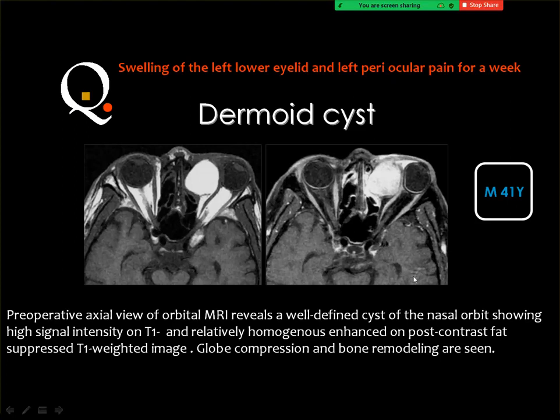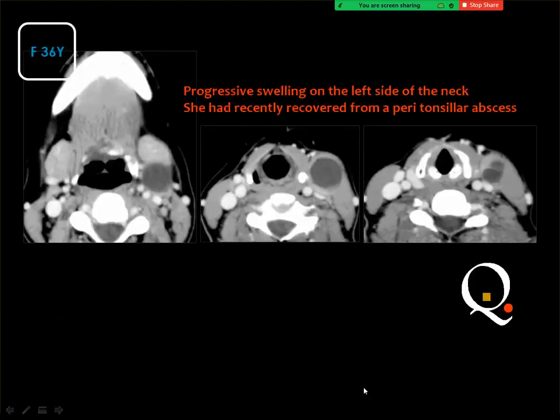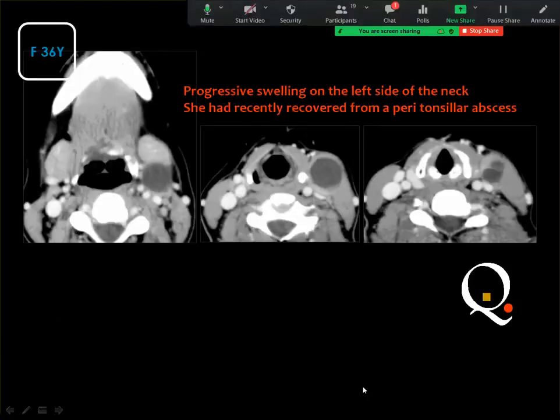Someone may think about a mucocele in the anterior ethmoids, but you can see clearly that the ethmoidal air cells are not expanded, and the ethmoidal mucocele is somewhat bright in the T1, not that brightness which is similar to the fat. Then it is a dermoid cyst.